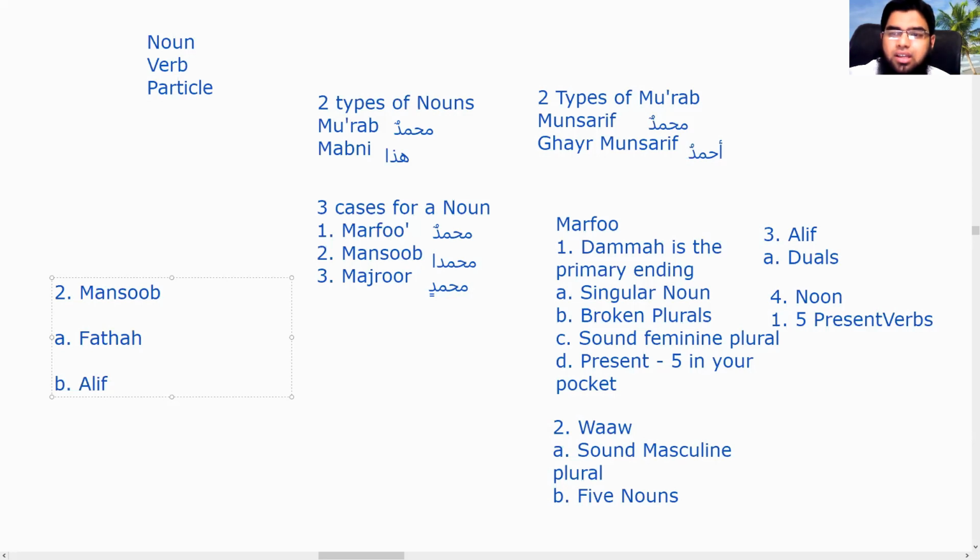Same things: singular nouns, broken plurals, and present tense verbs, but not in sound feminine plural. Because in sound feminine plural, it will never get a fatha. Muslimatun, muslimatin. Its mansub is also with a kasra. We'll learn all that, inshallah. And then alif.